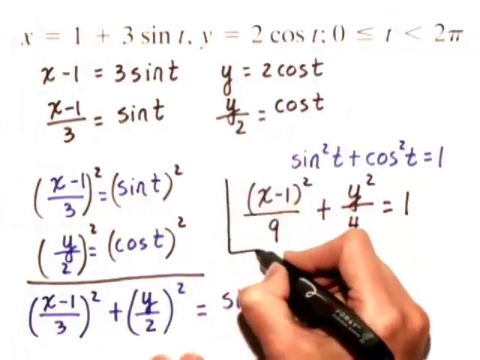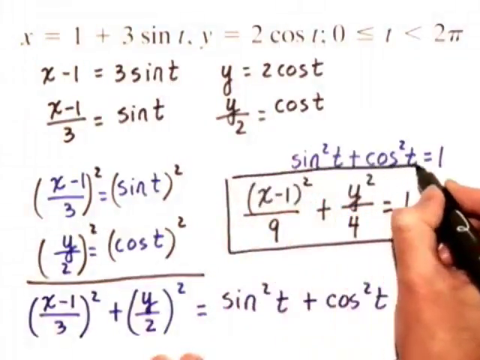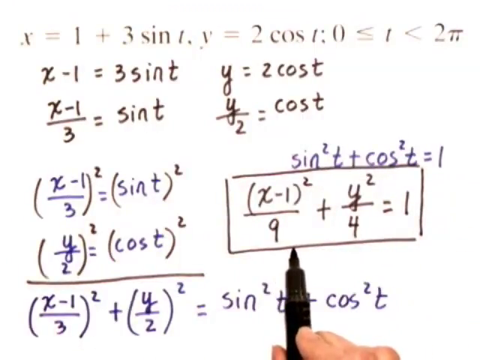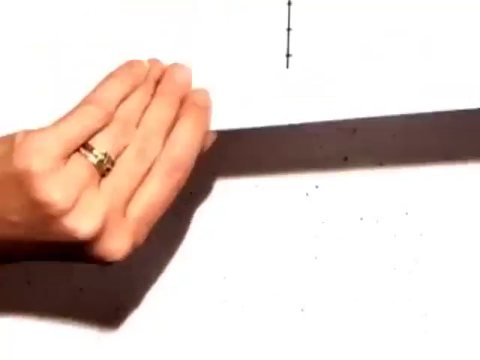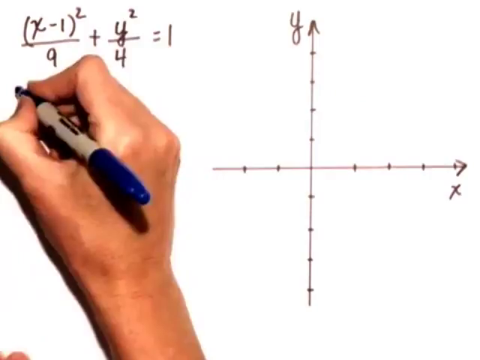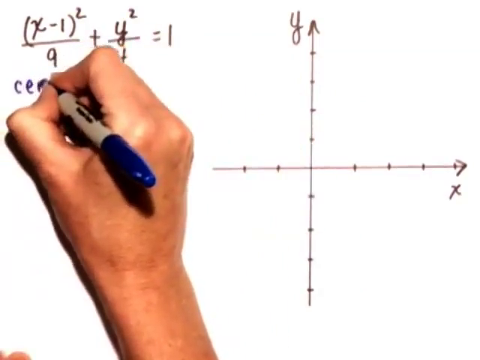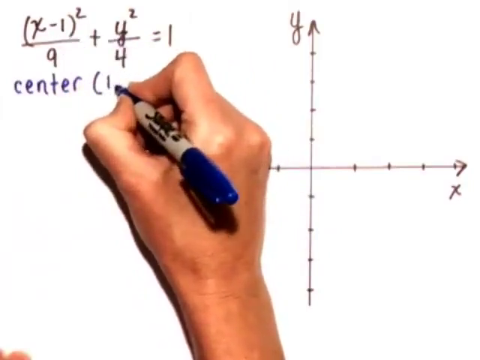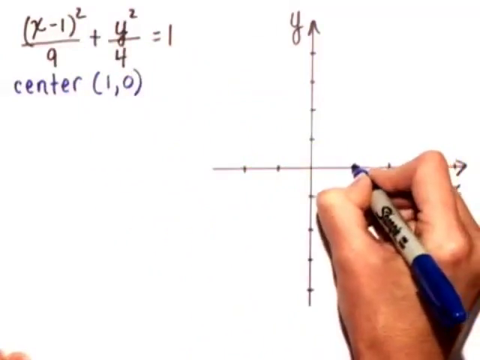This is the equation with the parameter t eliminated. Notice it's just the equation of an ellipse. Now let's get to graphing this ellipse. So here's the equation. It's already written in standard form. We can see that our center for this ellipse is going to be at h comma k. In this case, it's 1 comma 0. So here's my center.